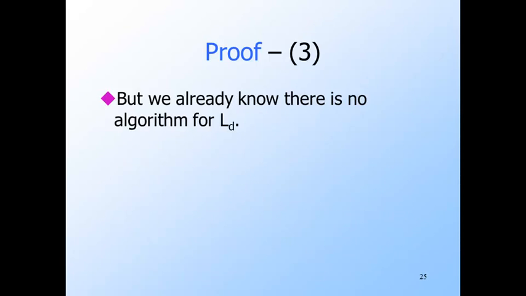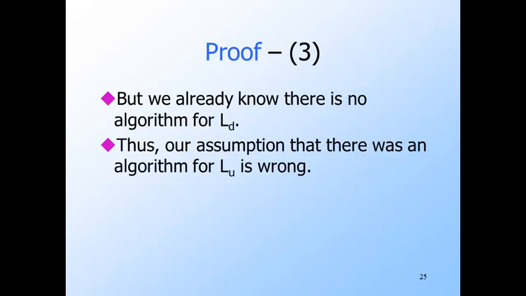We proved that there is no algorithm or any kind of Turing machine for L sub d. Therefore, we must blame our assumption. The only thing we assumed without proof was that there is an algorithm for L sub u. That means there really is no algorithm for L sub u. Put these facts together and we conclude that L sub u is really recursively enumerable but not recursive.